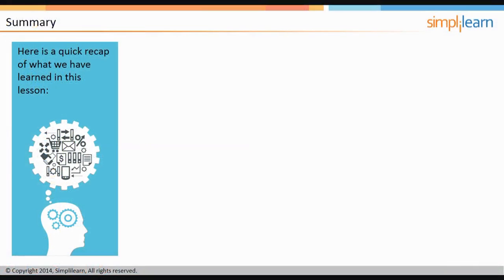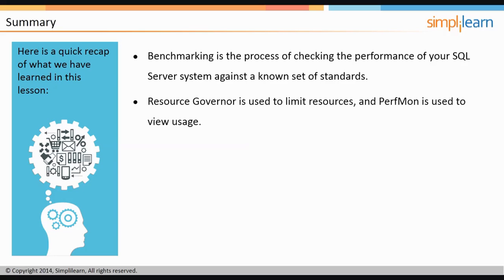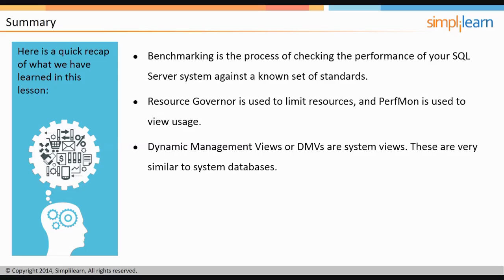Here is a quick recap of what we have learned in this lesson. Benchmarking is the process of checking the performance of your SQL Server system against a known set of standards. Resource Governor is used to limit resources, and PerfMon is used to view usage. Dynamic Management Views, or DMVs, are system views. These are very similar to system databases. SQL Profiler allows you to create and view trace logs.